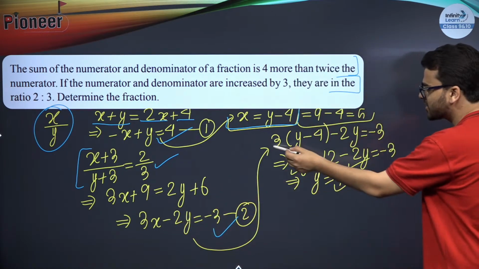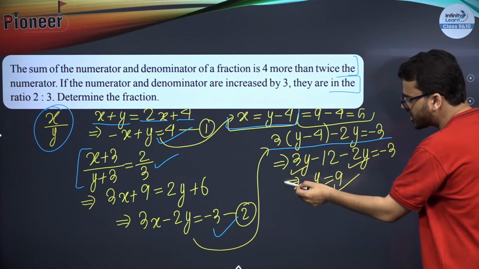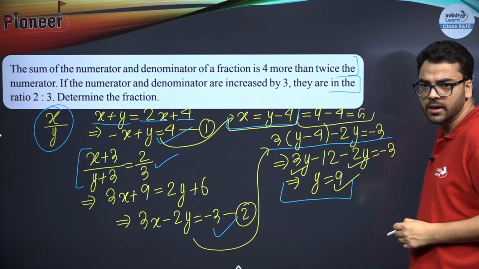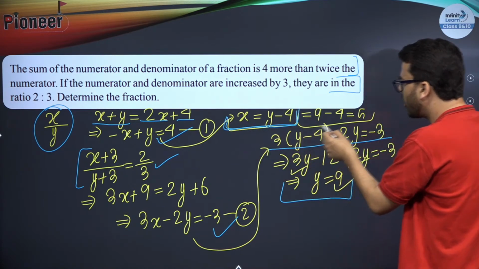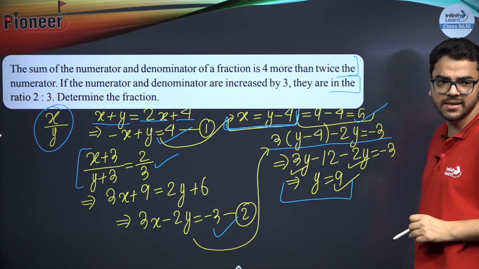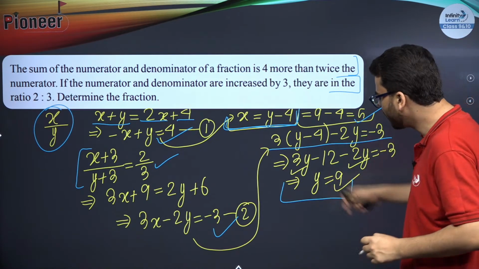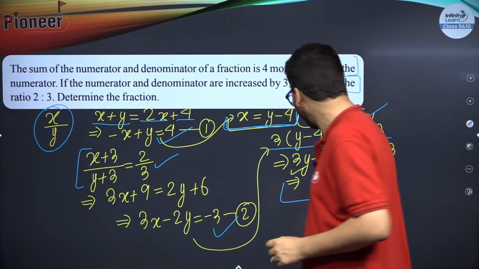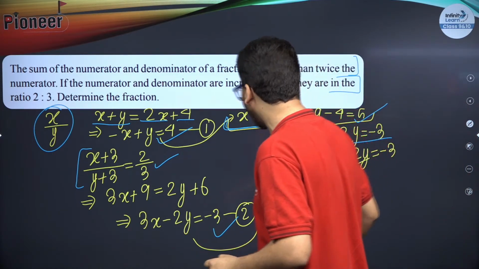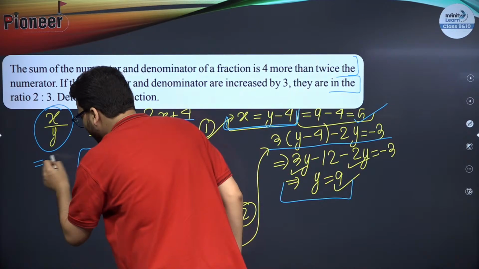So x is equal to y minus 4 I've got, and after simplification you'll get y is equal to 9. So if you have got y is equal to 9, you can put it over here. So y will come out to be equal to 5. I hope this thing is clear now. Now what will be the fraction? The fraction will be x upon y, and that will come out to be equal to 5 upon 9. You see, this is 5 upon 9.